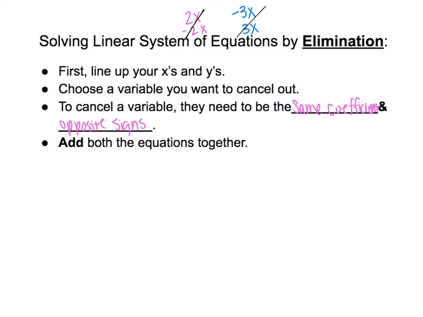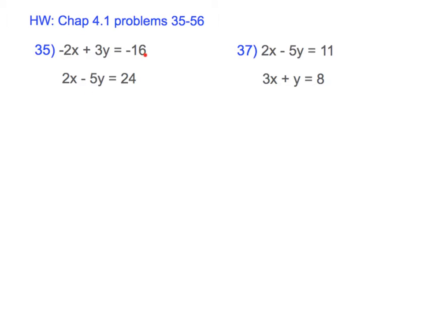All right, so let's do a few examples from the homework. Here in the first example, this is number 35 from the homework, and you can see I have my x's and y's already lined up. So step 1 is already done for us. If I were to stack them and add them immediately, the x's will cancel out because that's a -2 and that's a +2. They will cancel when added. That leaves me with the y, so 3y plus -5y is -2y.